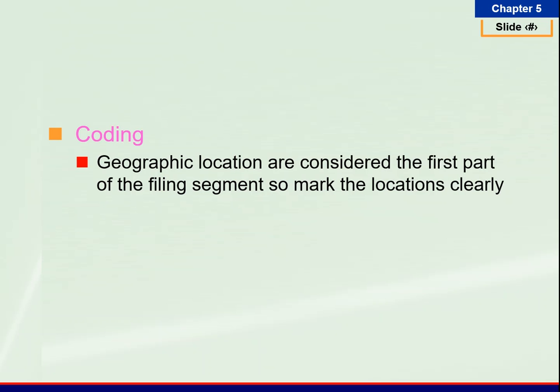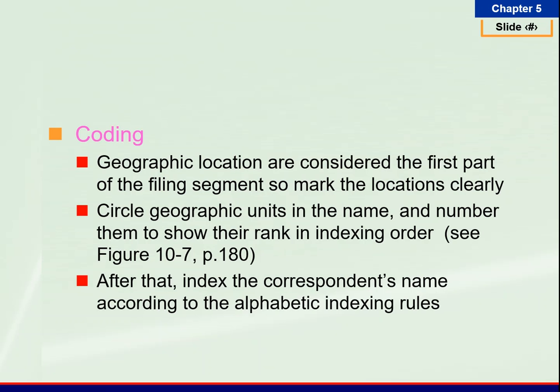Now, let's go to number 2, the coding. The geographic location is considered the first of the filing segments, so mark the location clearly. Again, we learn about coding for geographic. We need to start from the major to the minor. For example, it starts from the country, Malaysia, and then the state, which is Terengganu, the district, which is Dungun, and the correspondent name.